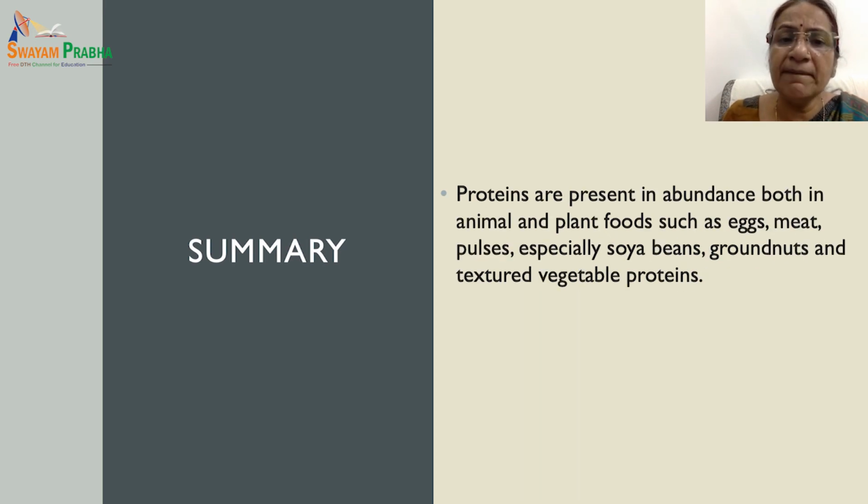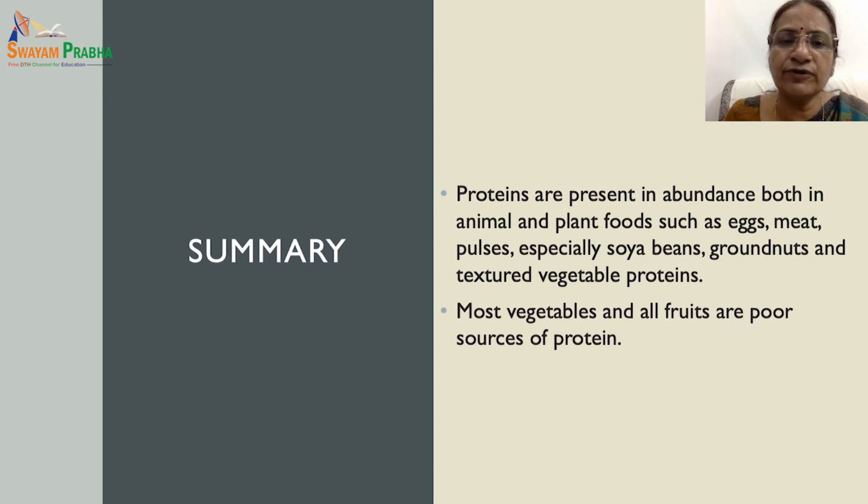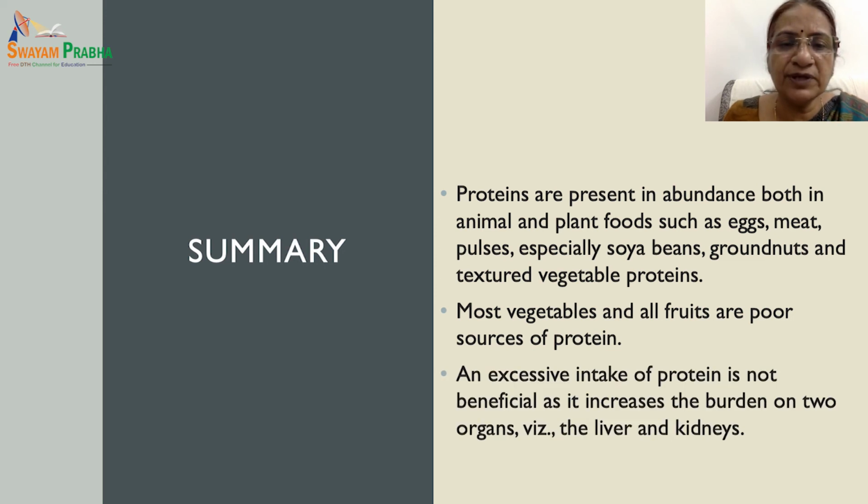Proteins are present in abundance both in animal and plant foods such as eggs, meat, pulses, especially soya beans, groundnuts, and textured vegetable proteins. Most vegetables and all fruits are poor sources of protein. An excessive intake of protein is not beneficial as it increases the burden on two organs, namely the liver and kidneys, to metabolize and excrete the wastes arising from amino acid breakdown.